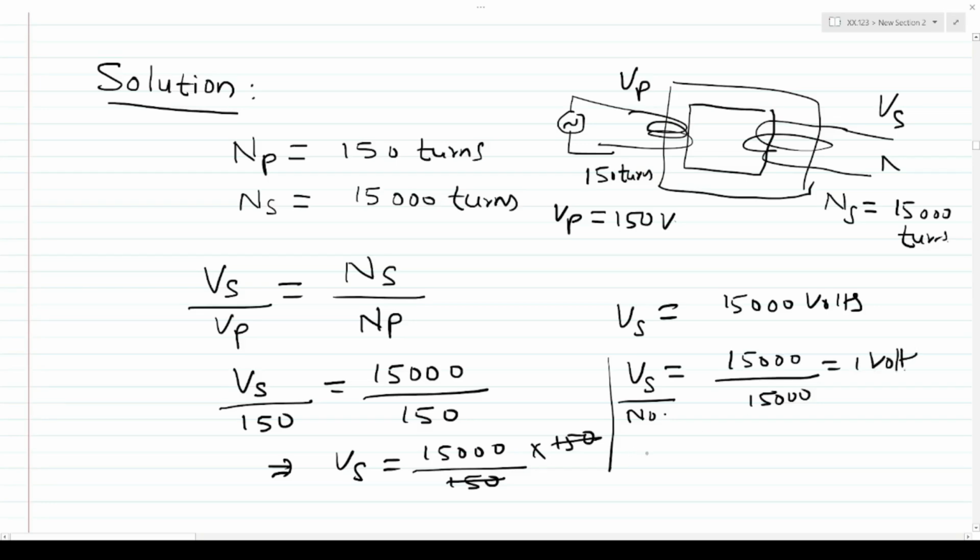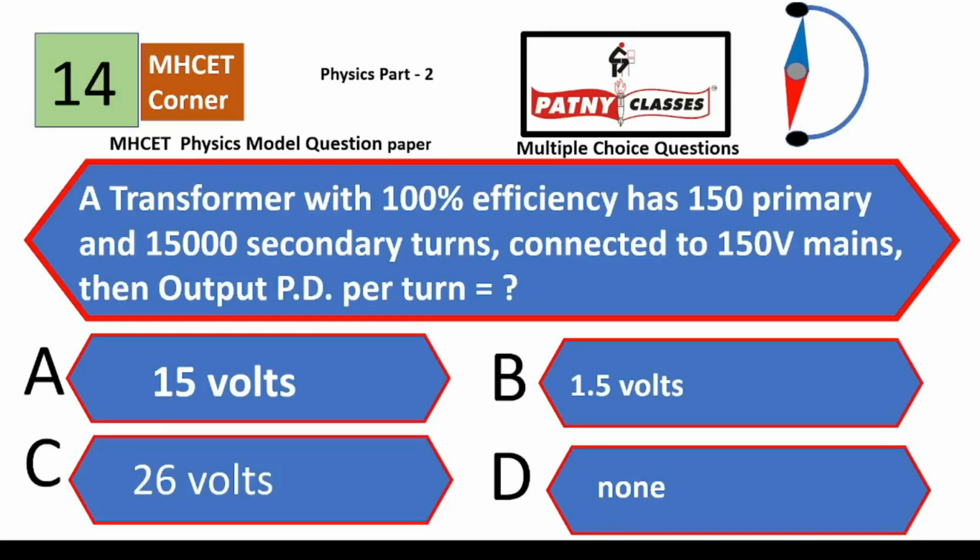Therefore, output potential difference per turn equals 1 volt. Since output potential difference per turn is 1 volt, option A, option B and option C do not match. Therefore, we select option D, that is none. None of the above is the correct answer. So we lock option D.